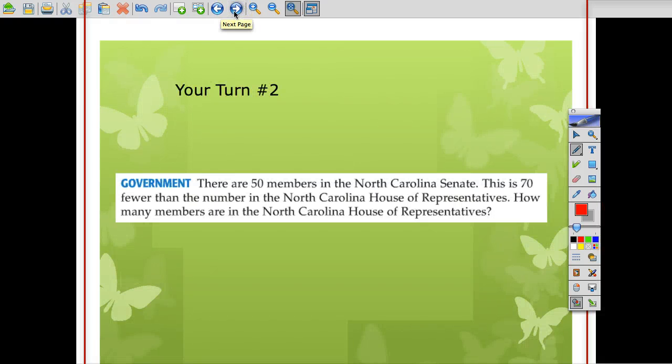All right, here is your turn, number 2. Okay, here's a question about government. There are 50 members in the North Carolina State Senate. This is 70 fewer than the number of North Carolina House of Representatives. How many members are in the North Carolina House of Representatives? So I'm not asking you to just give me an answer. I need you to write the equation, show me how you solved it, and then give me the answer. So go ahead and do that and return when you're done.